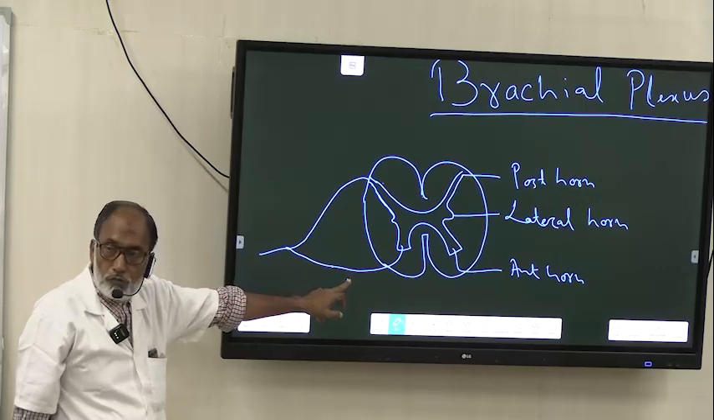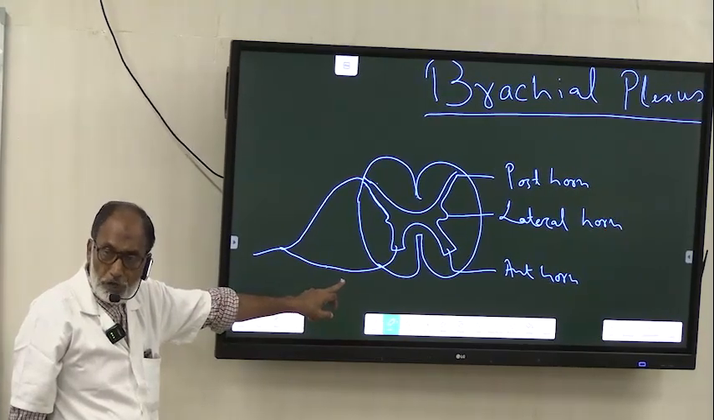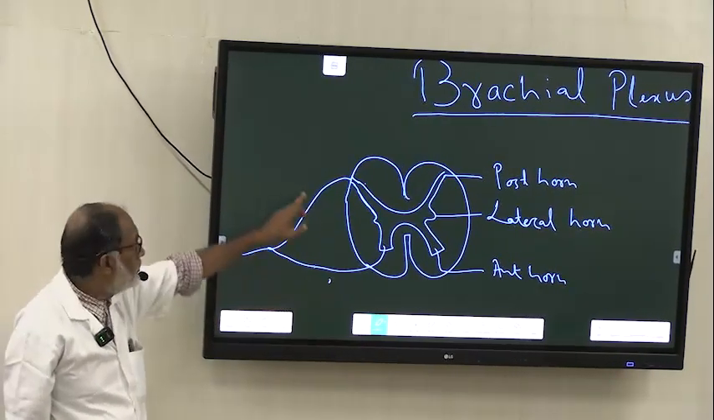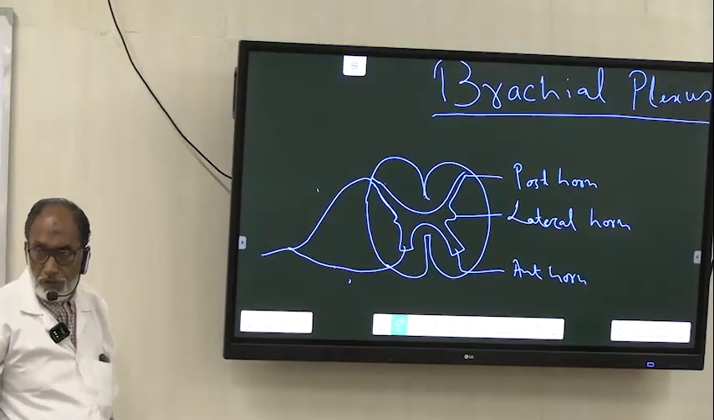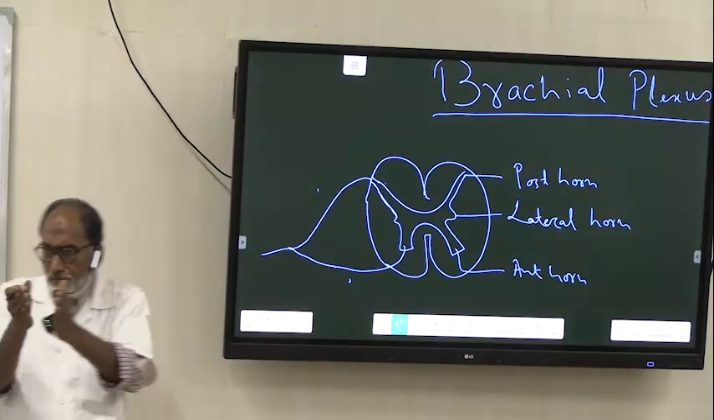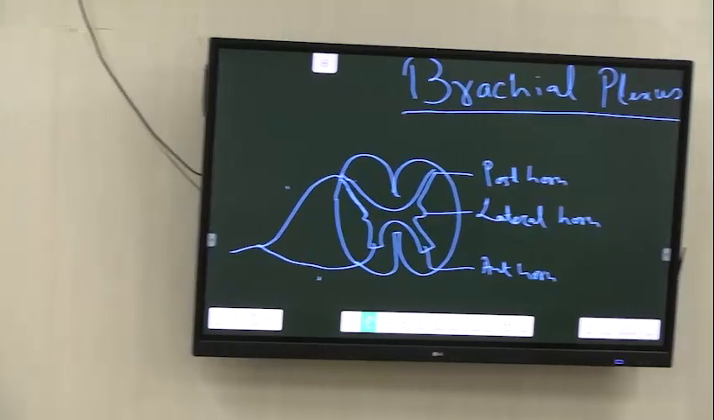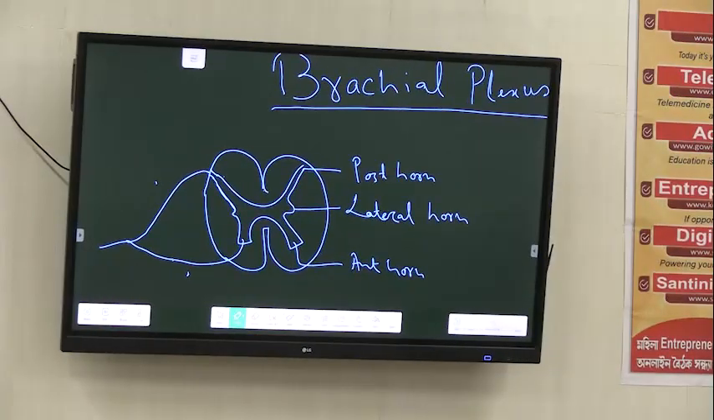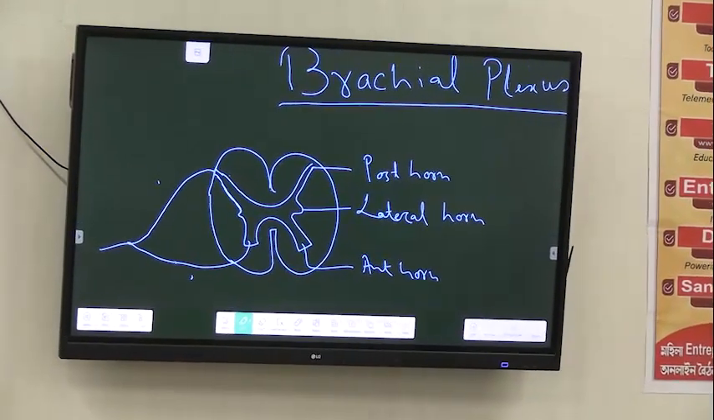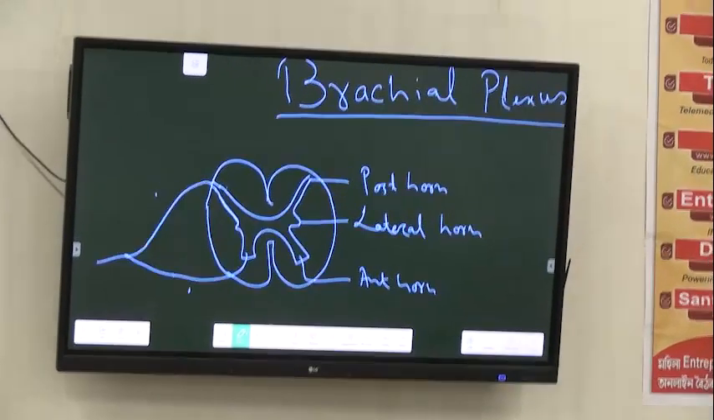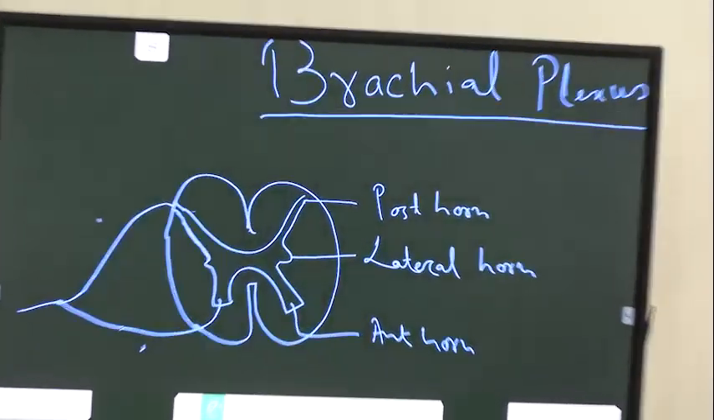This is called root of the nerve. These two roots have joined to form a mixed spinal nerve. There are 31 pairs of spinal nerve like this. Right?